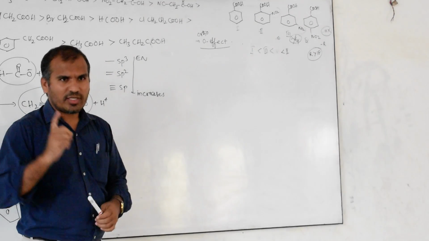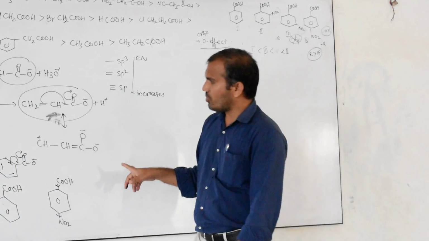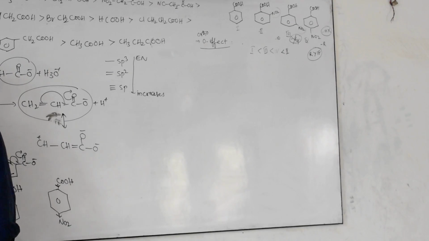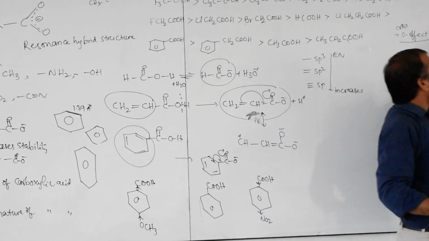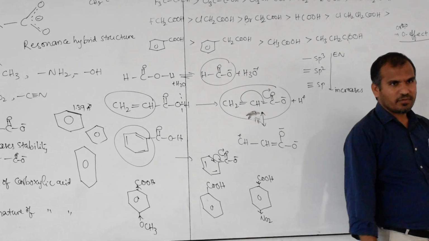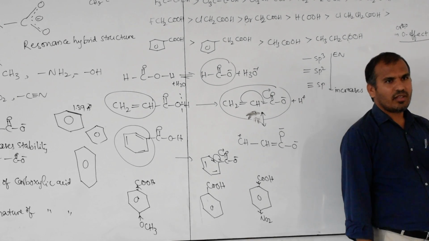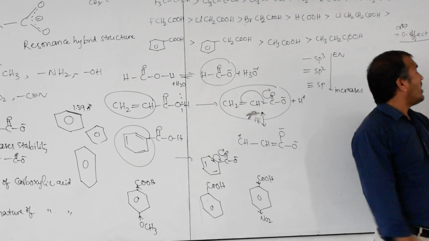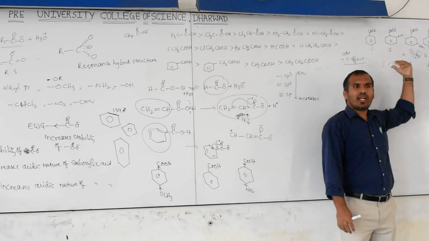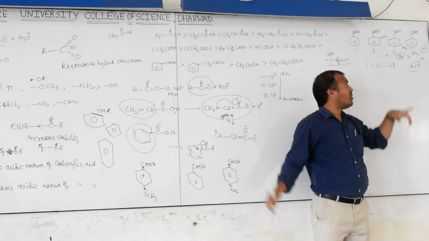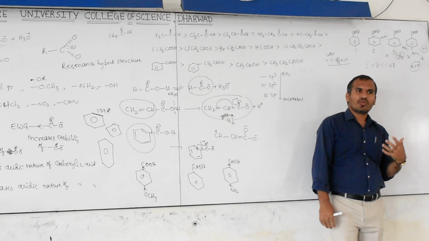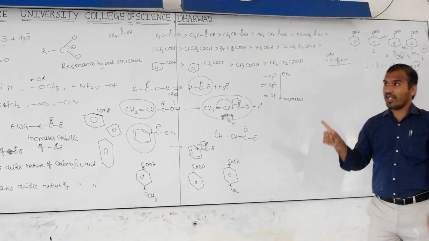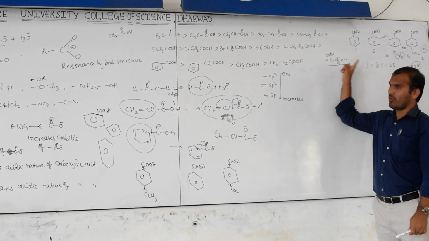Like this, so many are possible. Once again, I will give homework based on this group also. Here an OCH3 group is there: remove NO2, put OCH3, and decide the acidic nature. One more example is also possible: NH2 group. Remove the NO2 and put NH2. Remove the NO2 group and put OH. Like this, so many examples are possible. If you don't know, once again revise your inductive effect and resonance effect. Based on that, we will decide this.